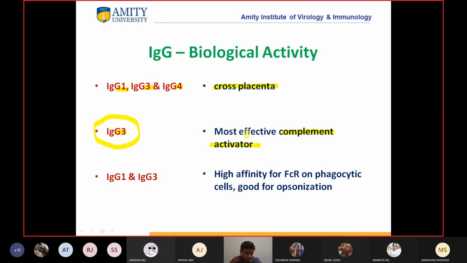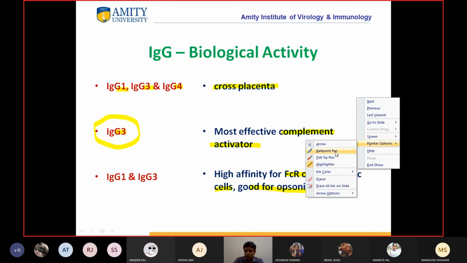But just remember that IgG3 is one of the most effective complement activators. And IgG1 and IgG3 have high affinity for Fc receptors on phagocytic cells, which is good for opsonization. Again, this is very important. Let me try to explain this.